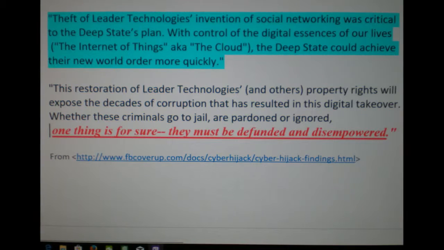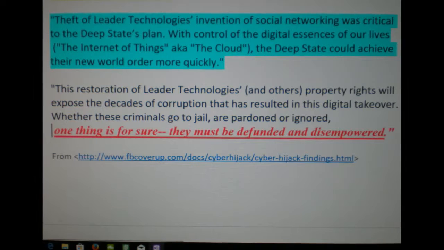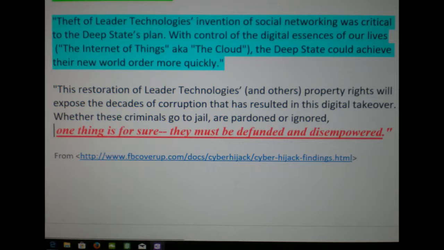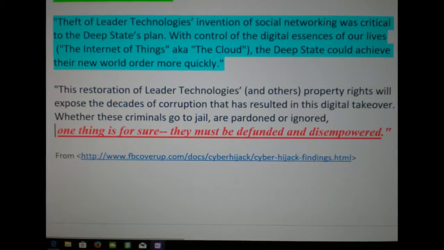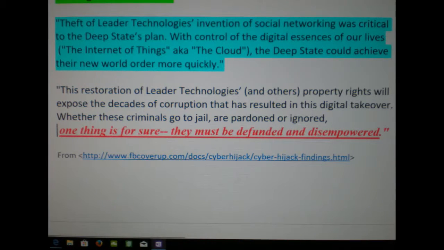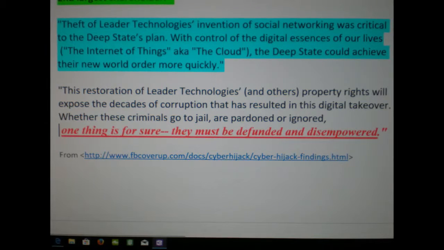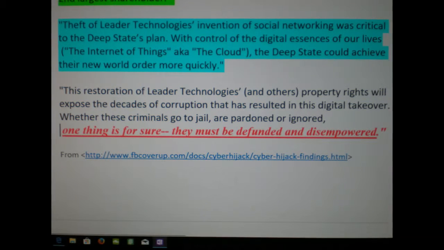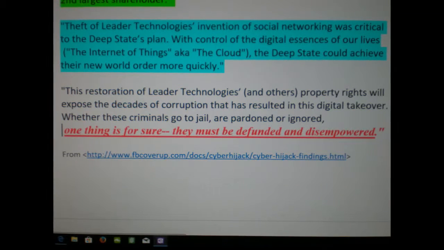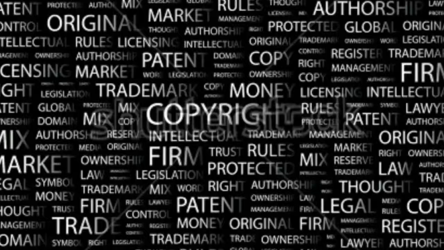Quote, theft of Leader Technologies' invention of social networking was critical to the deep state's plan. With control of the digital essences of our lives, the Internet of Things, aka the cloud, the deep state could achieve their new world order more quickly. This restoration of Leader Technologies and others' property rights will expose the decades of corruption that has resulted in this digital takeover. Whether these criminals go to jail or pardoned or ignored, one thing is for sure: they must be defunded and disempowered.